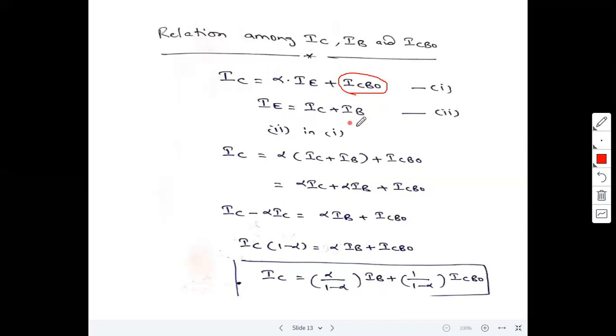Now IE is equal to IC plus IB. Then substitute 2 in 1. IC is equal to alpha into (IC plus IB) plus ICBO, so alpha IC, alpha IB plus ICBO. Take this factor to the left hand side and take IC common. Then on the right side, IC is equal to alpha by 1 minus alpha into IB plus 1 by 1 minus alpha into ICBO.